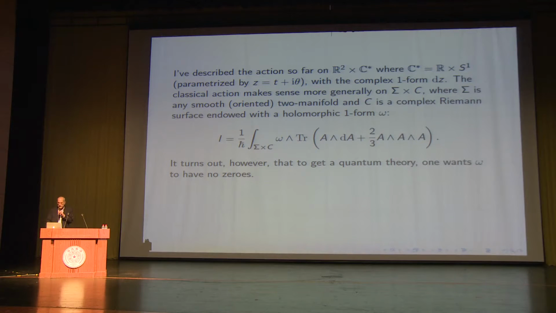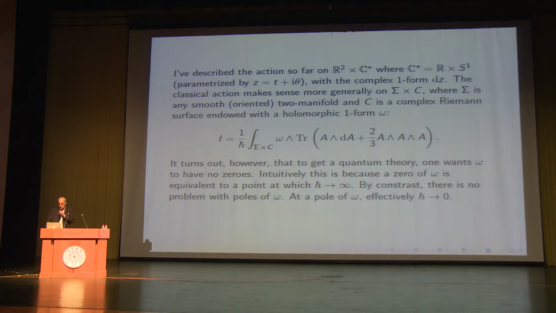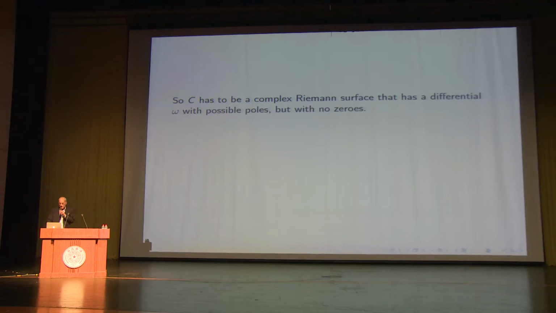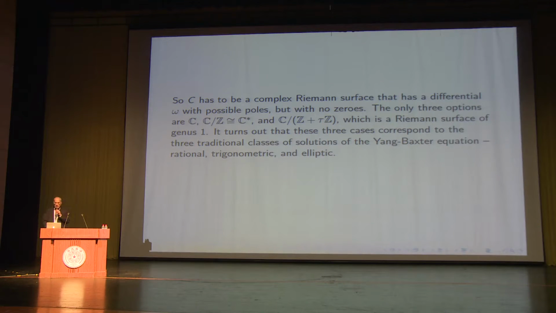But it turns out that to make the quantum theory work, you want omega to have no zeros. Intuitively, the theory doesn't work there because it corresponds to h bar being infinite. And so it ends up that there are three cases of complex Riemann surfaces that work, and they correspond to the three traditional classes of solutions of the Yang-Baxter equation: rational, trigonometric, and elliptic.